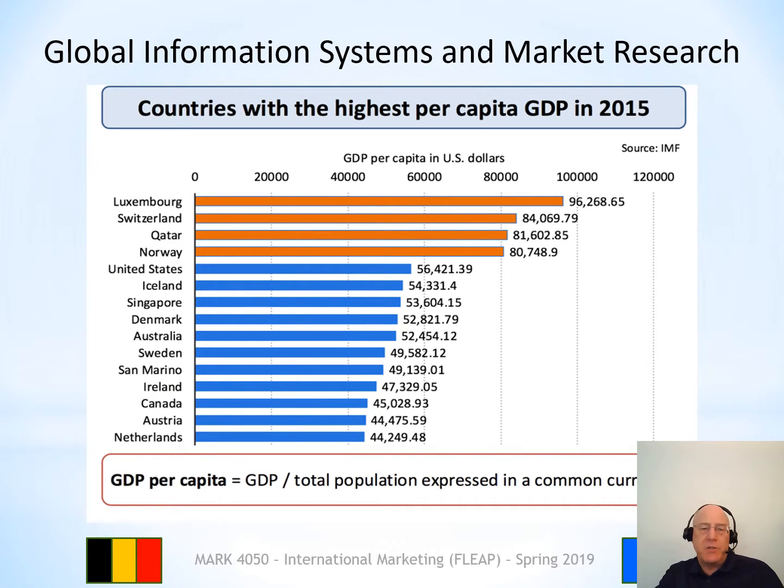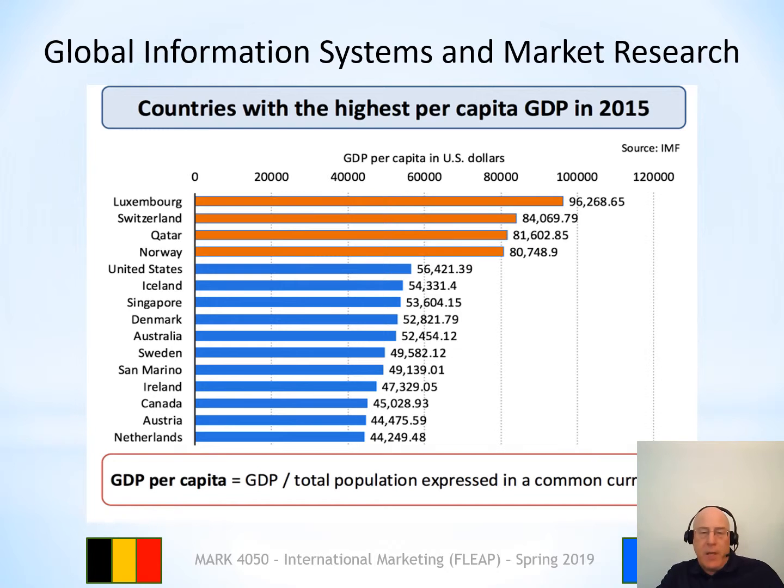So if we take a look at this slide, countries with the highest per capita GDP in 2015, this is some representative secondary data that we could use in an international environment. And if you note up in the upper right hand corner, it says the source is the IMF, which is the International Monetary Fund, certainly a reputable organization. So we would be fairly confident that this information is good.